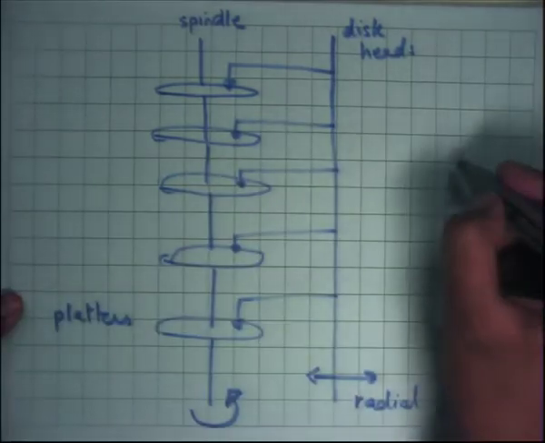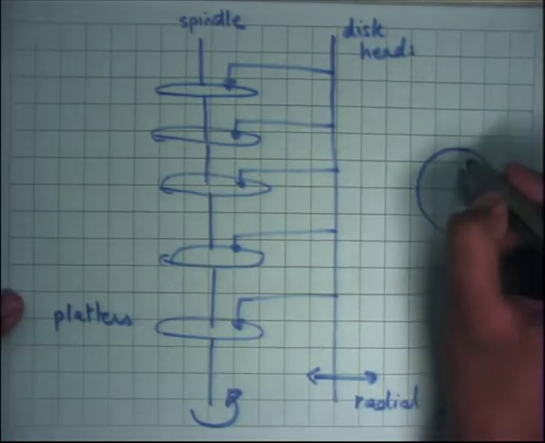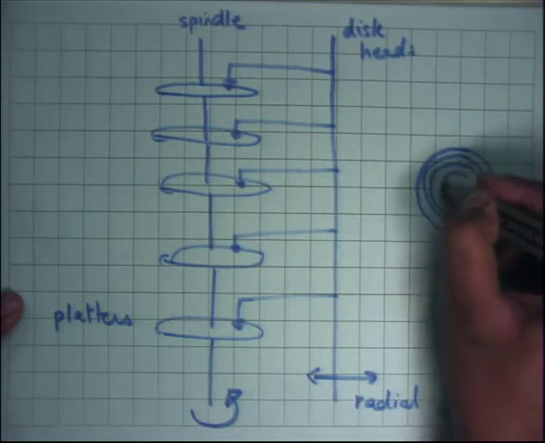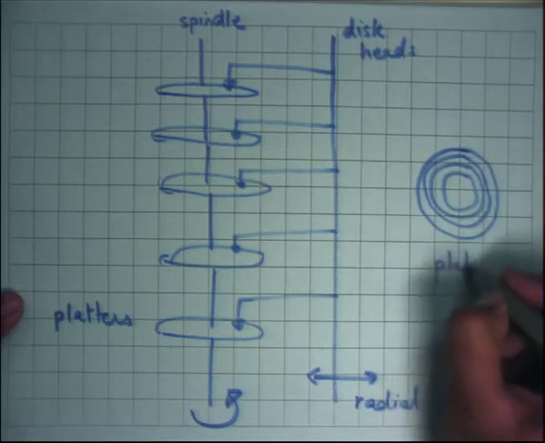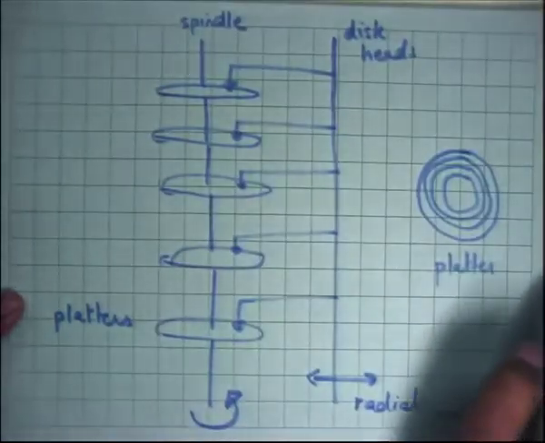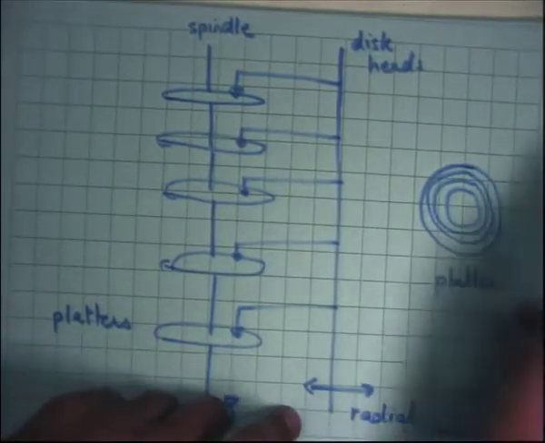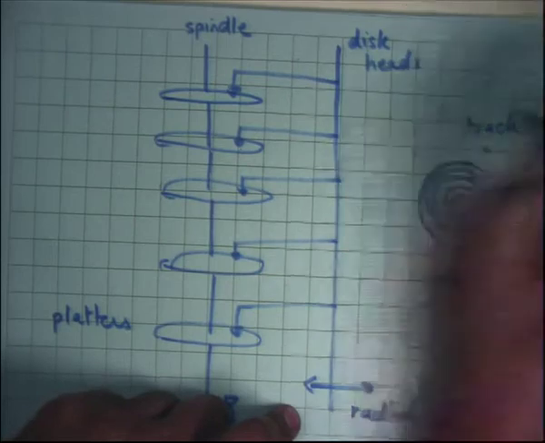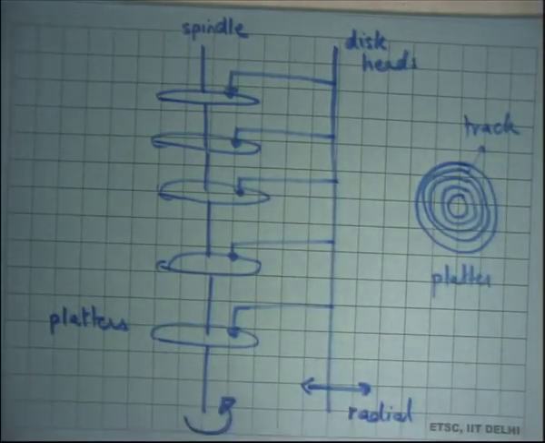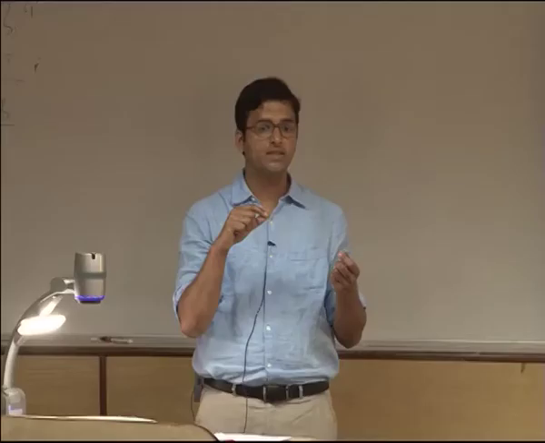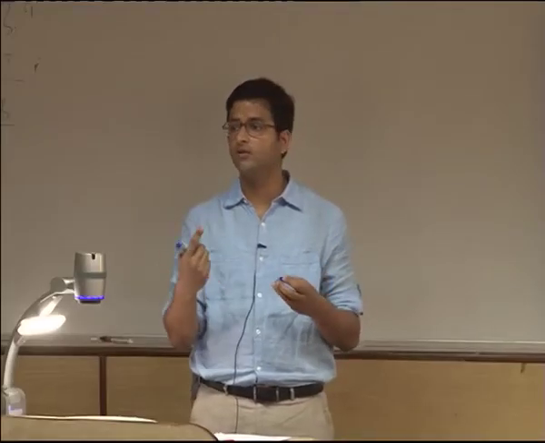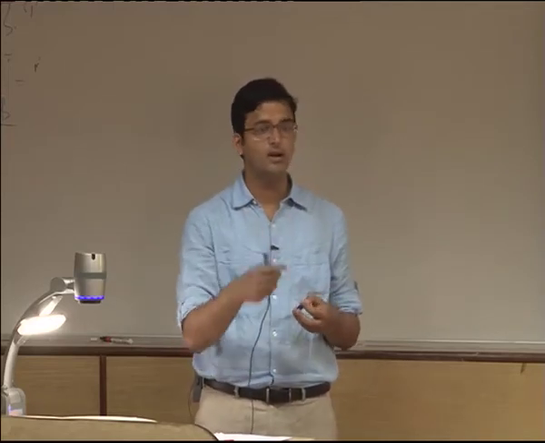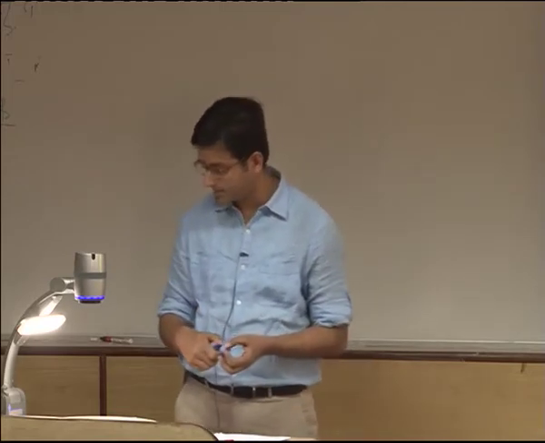If I were to draw a platter, internally it is just concentric rings. So this is another view of the platter. If I look at the platter from the top, it looks something like this, and each of these concentric rings is called a track. The disk head moves radially to position itself on a track, and because the spindle is rotating, it will eventually reach the position it wanted to reach, and it will be able to read stuff out of the disk.